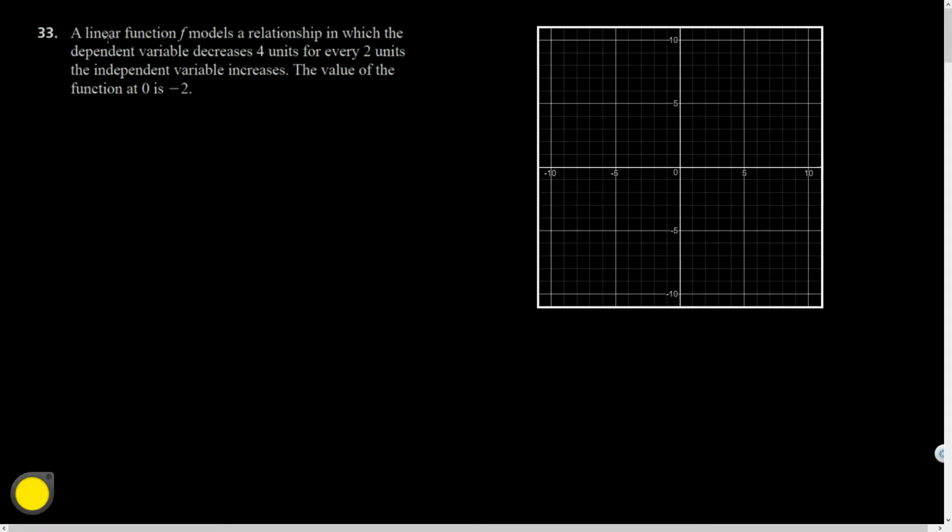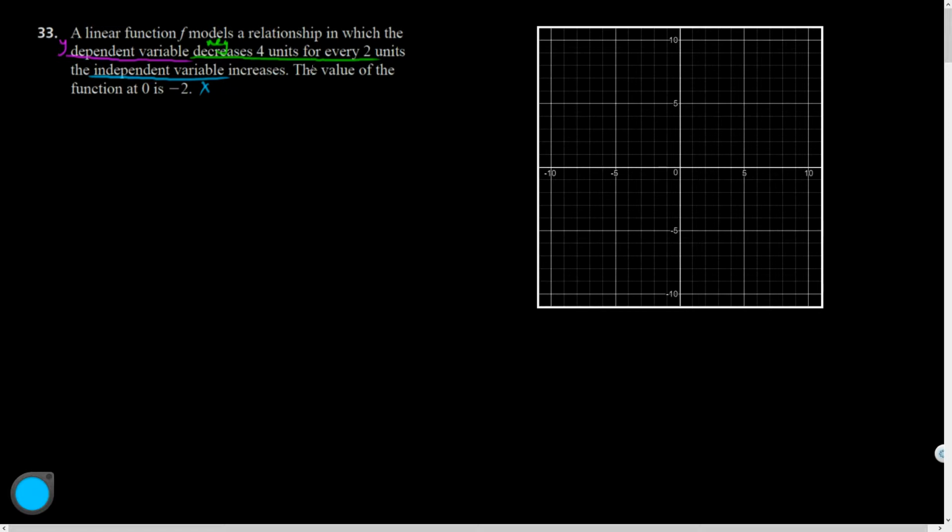Here's question 33. It says, a linear function f models a relationship in which the dependent variable is y, decreases 4 units for every 2 units. That sounds like slope decreases. What kind of slope decreases? It's going to be going negative, right? Negative slope. And the independent variable is x. All right, so my slope is going to go down 4 over 2, which is weird. They could have reduced that to down 2 over 1, but that's fine.